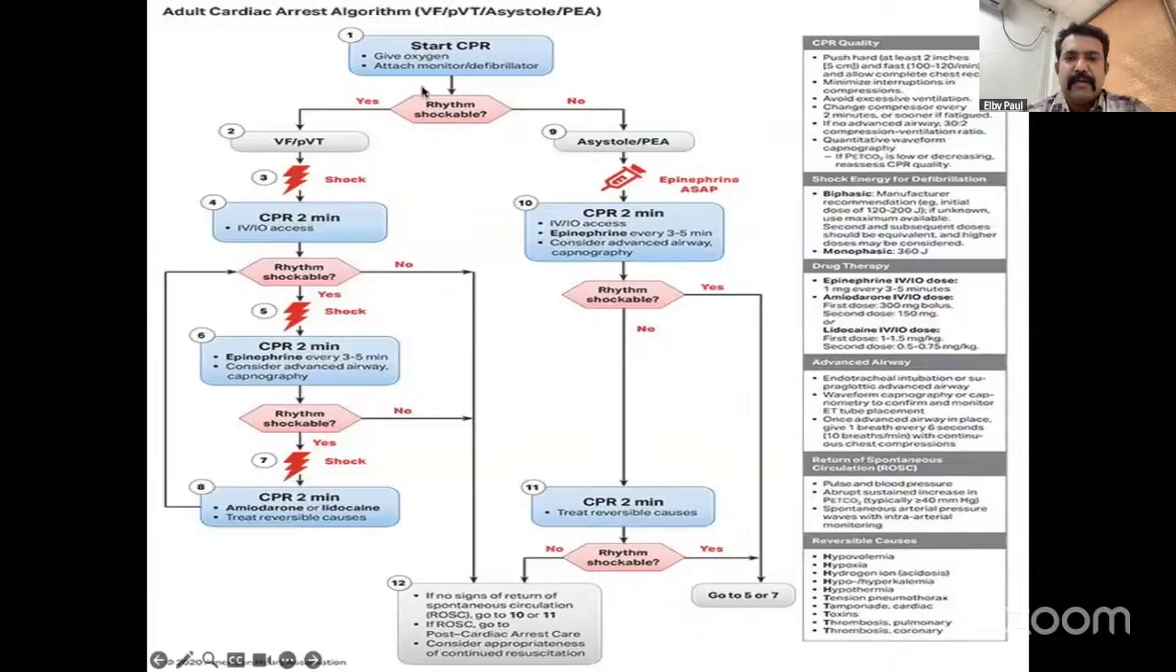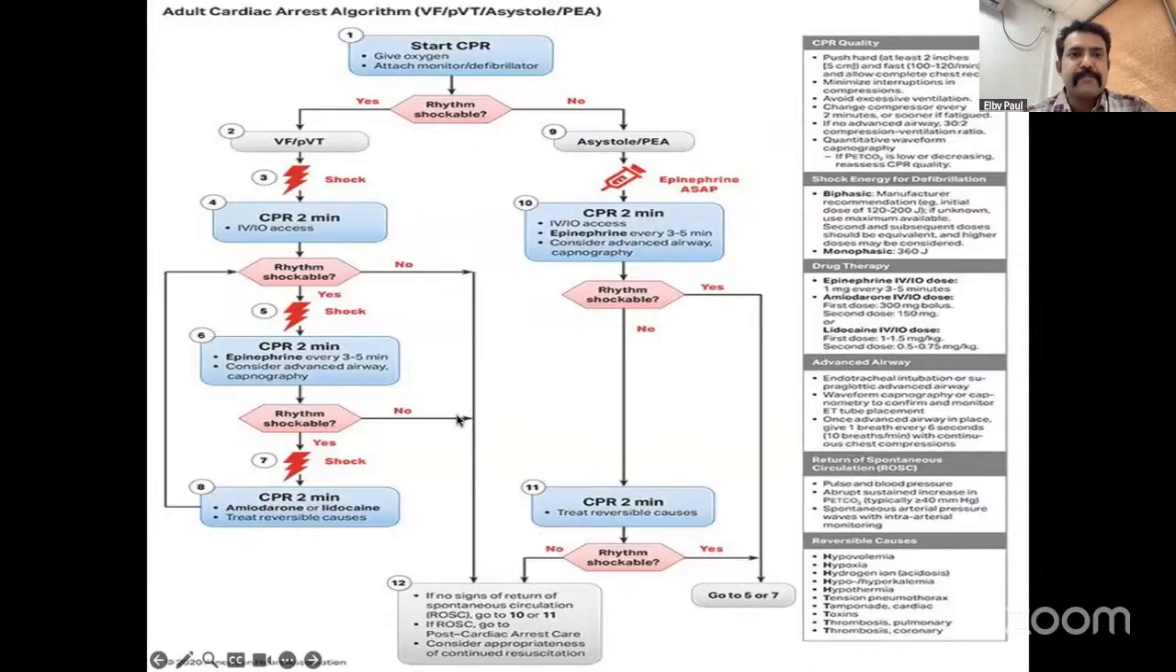Once I discussed this algorithm in your institutions. What do we have to perform in a patient in cardiac arrest? First, you identify the rhythm. Is there a shockable rhythm? Start CPR immediately, go for a shock, then epinephrine. Okay, this is the algorithm. If there is a non-shockable rhythm, give epinephrine as early as possible and continue CPR. This is the entire cardiac arrest algorithm.